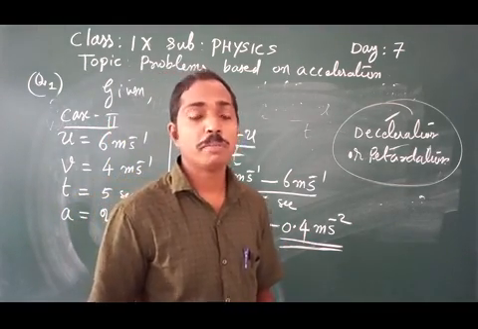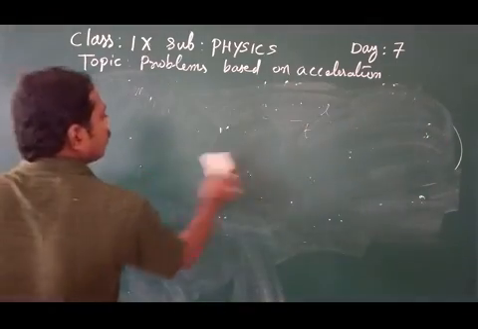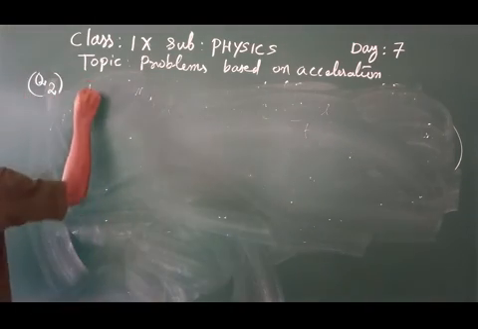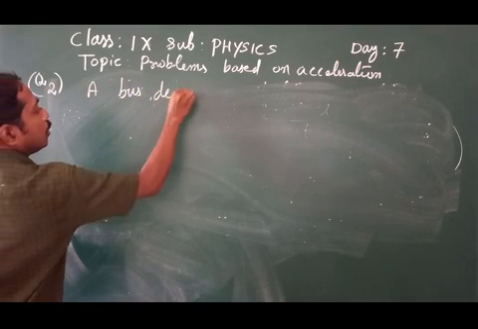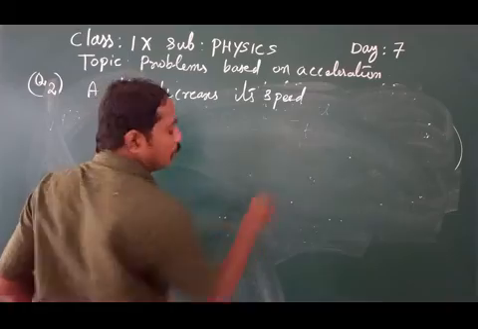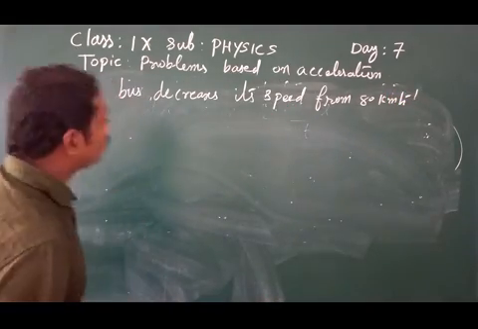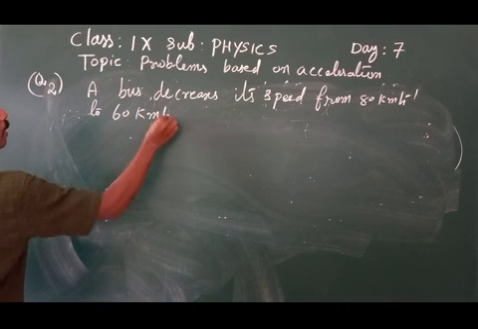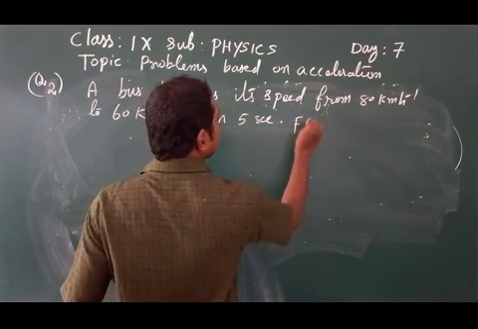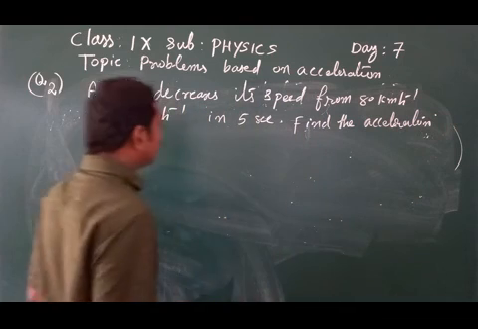So I am going to explain one more problem from your textbook. A bus decreases its speed from 80 kilometer per hour to 60 kilometer per hour in 5 seconds. Find the acceleration of the bus.